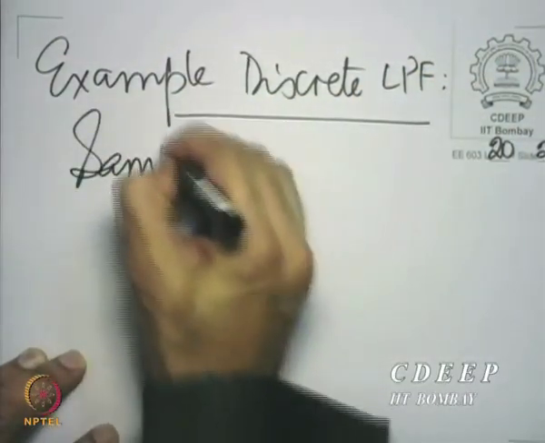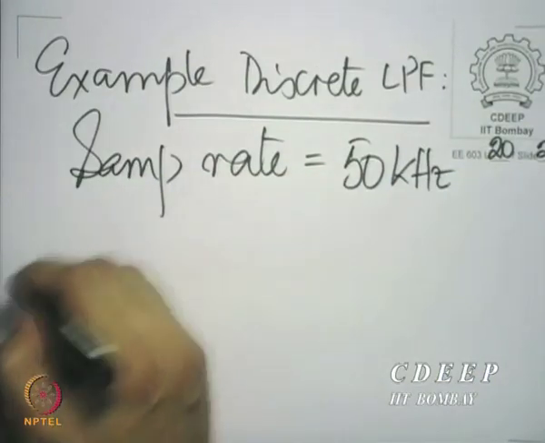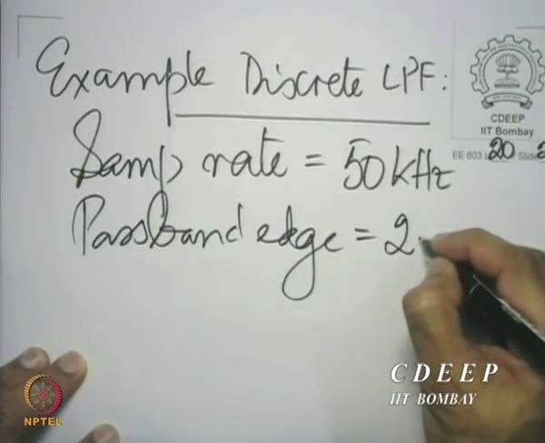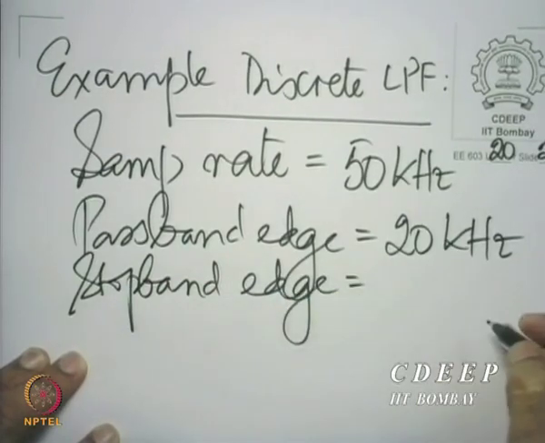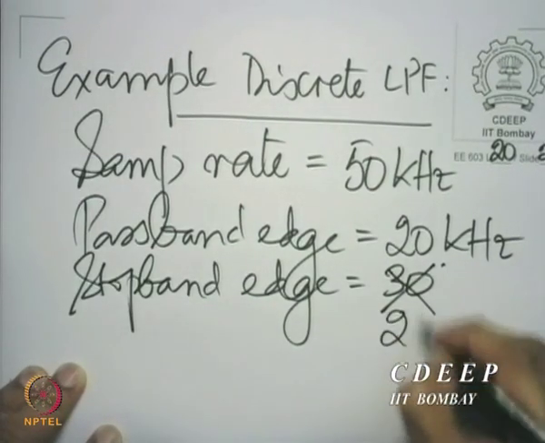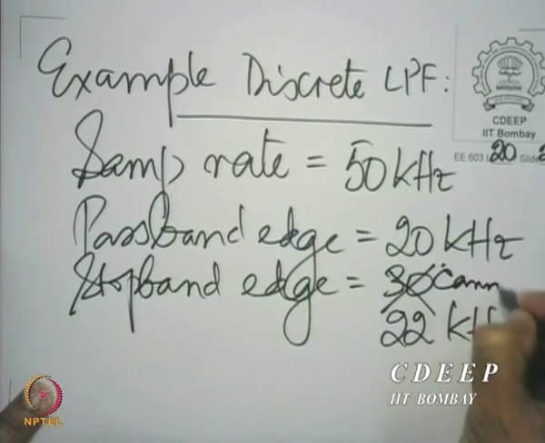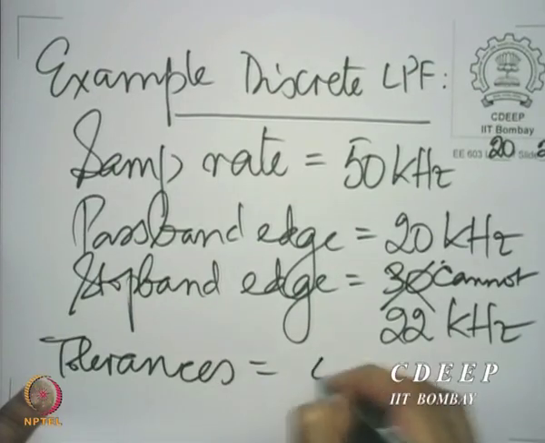You may say the sampling rate is so much, let us say it is 50 kilohertz, just to make a point. The pass band edge is 20 kilohertz, let us say. The stop band edge is 30 kilohertz. Can it be? No, it can't. This can't be. Let's make it 22 kilohertz. If the sampling rate is 50 kilohertz, at best we can deal with a frequency of 25 kilohertz. So stop band edge is 22 kilohertz, and the tolerances of the pass band and stop band are 0.1.